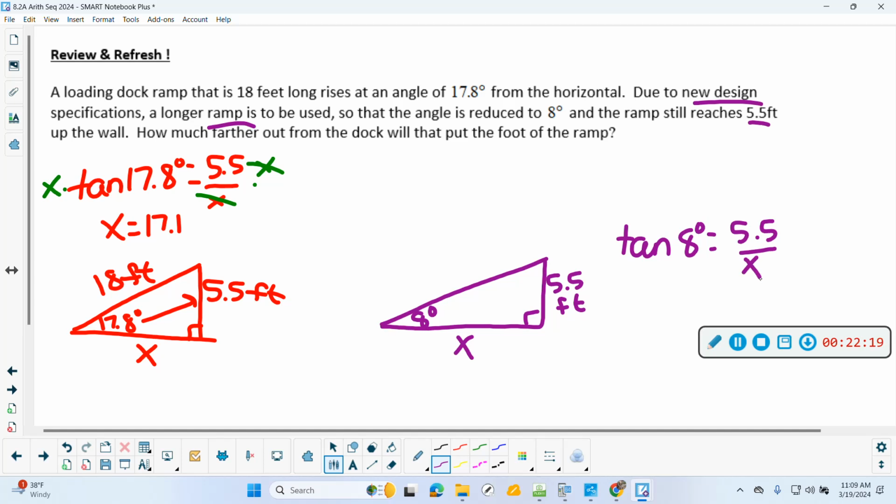Same thing. I multiplied by x to clear the fraction. Made sure my mode was in degrees, and I divided that off. And for this one, I got 39.1. And of course, we're in feet.